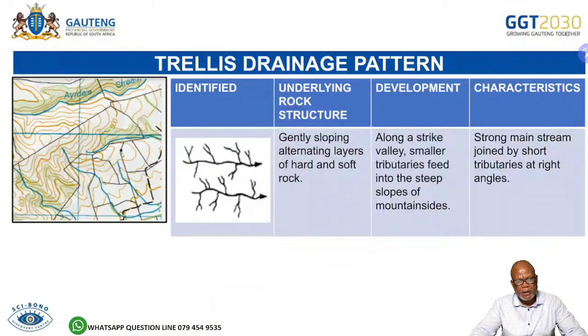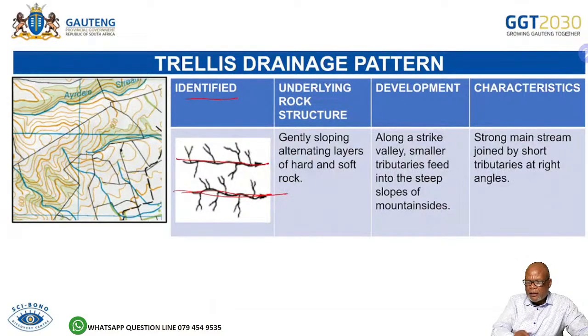Here's another drainage pattern. Another drainage pattern is what we call a trellis pattern. And now, you must be able to identify the trellis pattern. When you're looking at the trellis pattern, you must be able to give its characteristics. What is the dominant characteristic that you can see? You can see that the main streams are flowing parallel to each other. That's another characteristic that you can see.